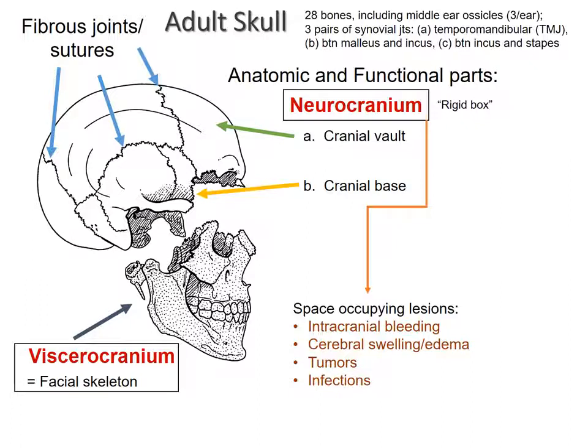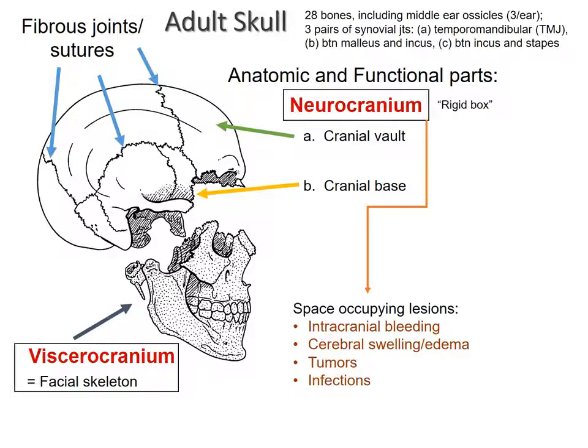As you will learn, the adult skull consists of 28 bones, including the 6 middle ear ossicles, 3 ossicles per middle ear cavity. Most of these bones are interconnected via fibrous joints called sutures. These joints are immobile. There are 3 pairs of synovial joints in the skull: temporomandibular or TMJ joints between the head of the mandible and mandibular fossa of the temporal bone, between the malleus and incus, and between the incus and stapes bones.